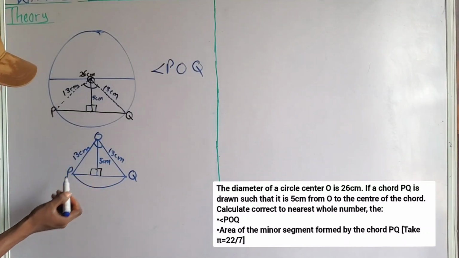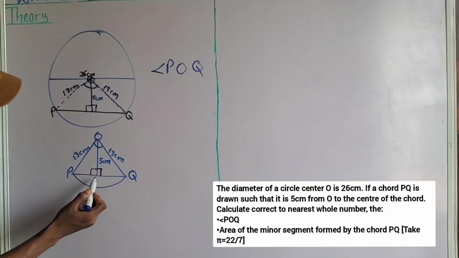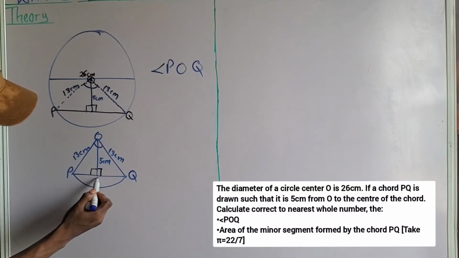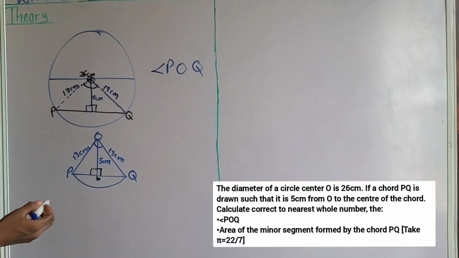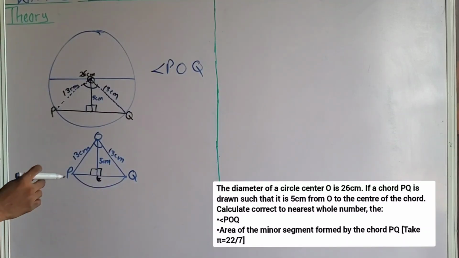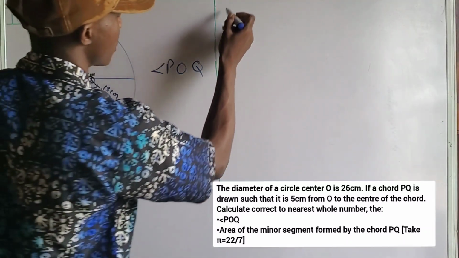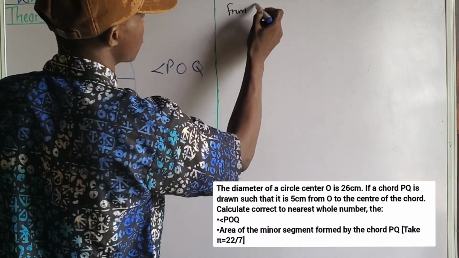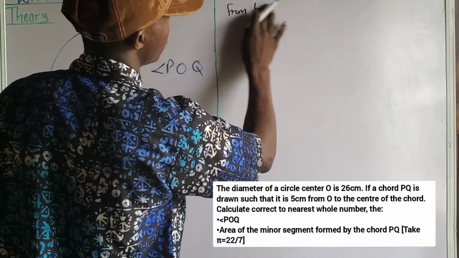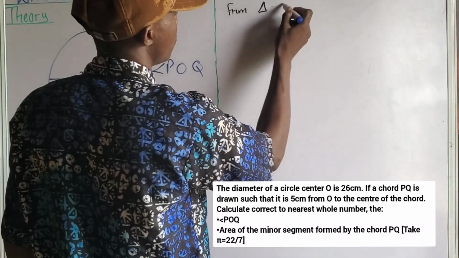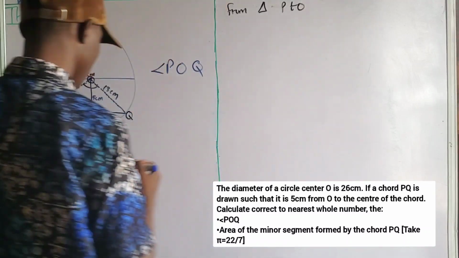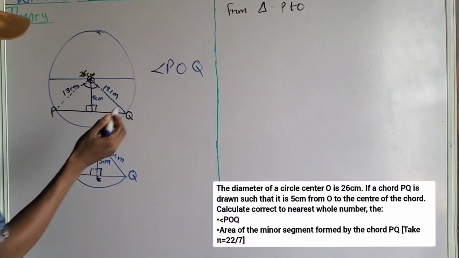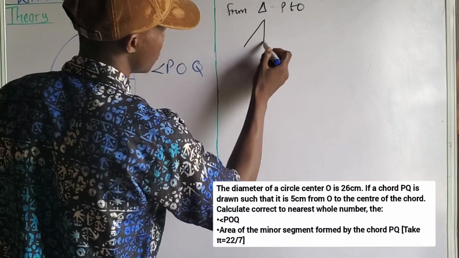Let us bring out that triangle. Let me call this point T. You understand? Let us bring out triangle PTO. Listen, the triangle is this, PTO. I'm going to have something like this.